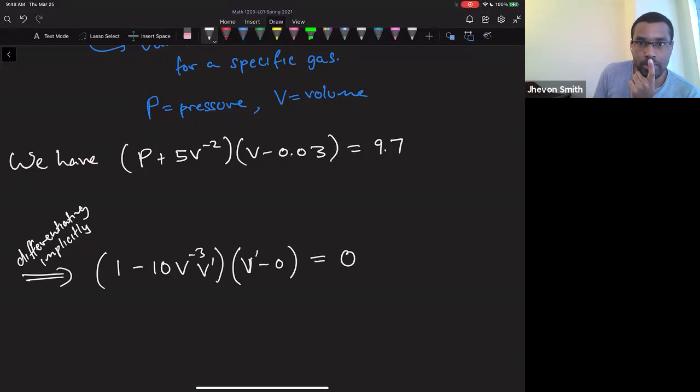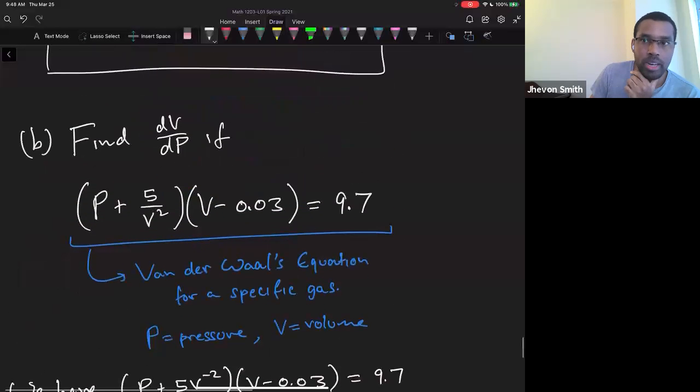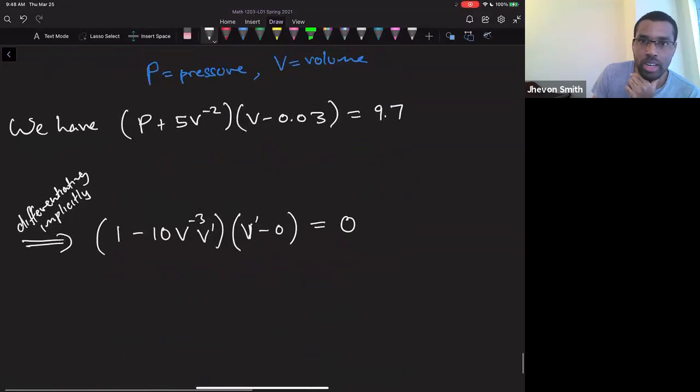Why? Yeah, v is your dependent variable. So yes, whenever you differentiate a v, you definitely need that v prime, but it's still wrong. Why is it still wrong?